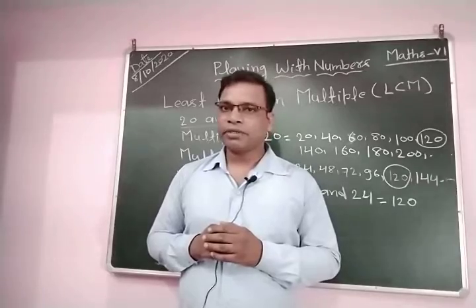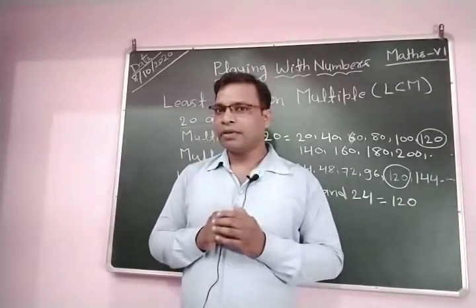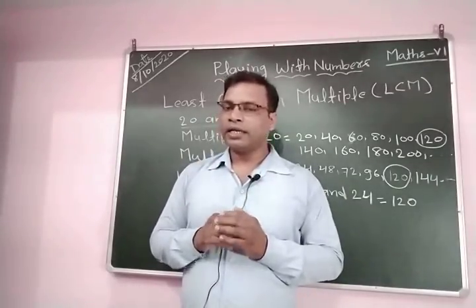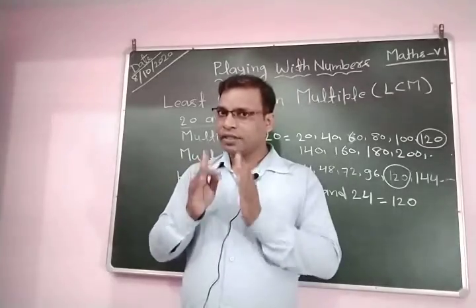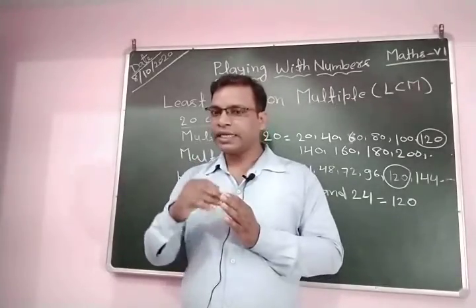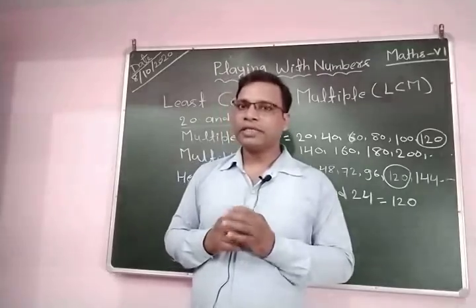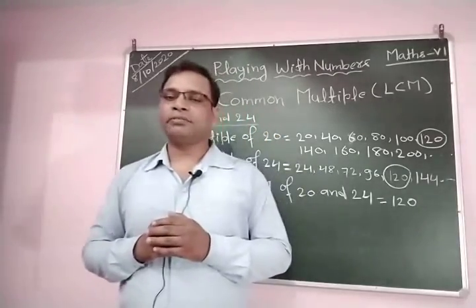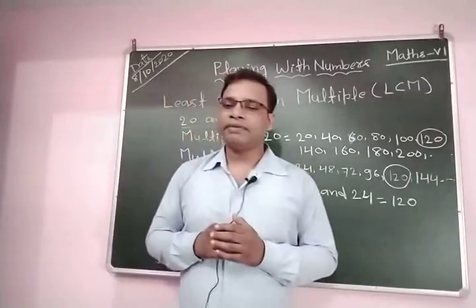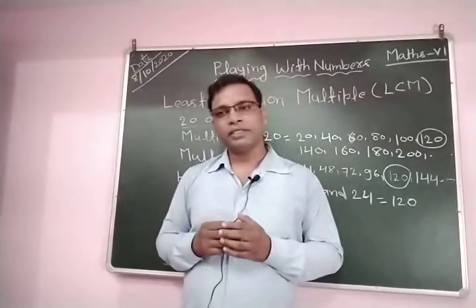In the prime factorization method, first we find the prime factors of the given numbers and we take the common factors, and after this we again take all the remaining factors. So in this method, we write the prime factors of each of the given numbers.